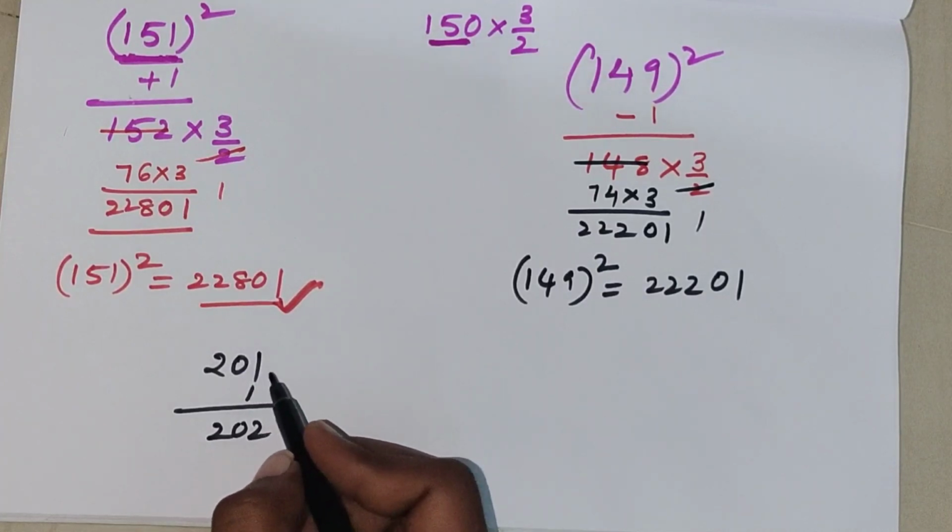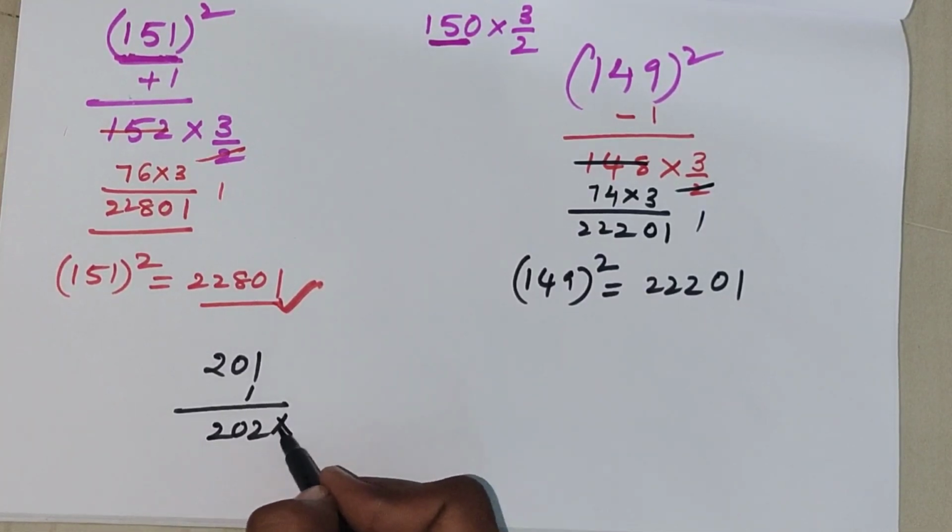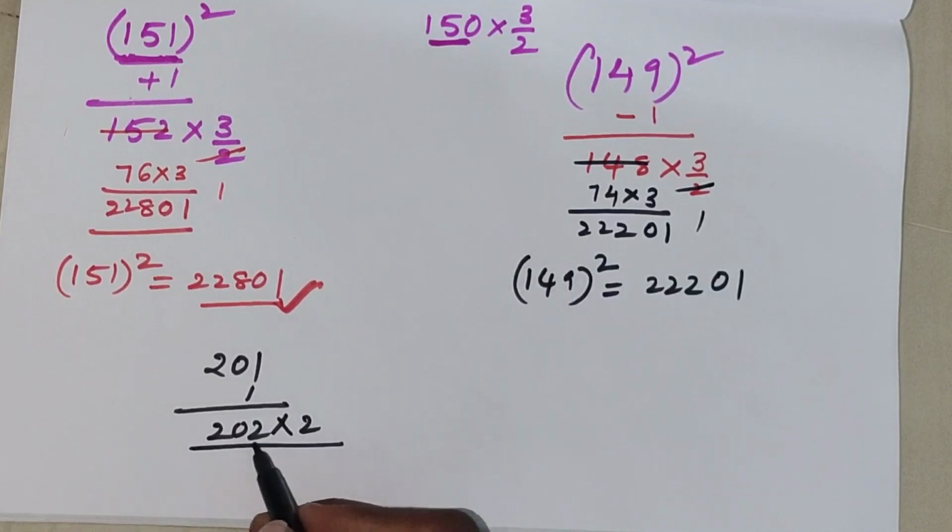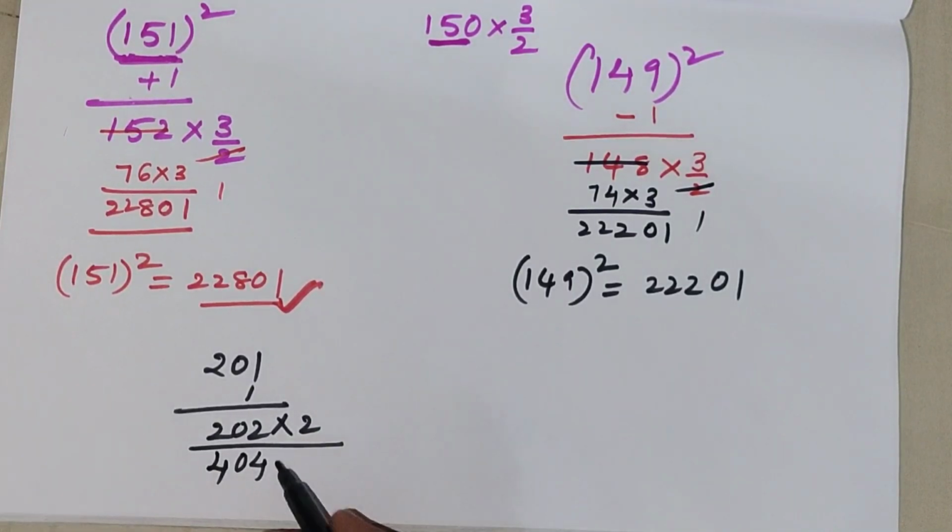Suppose we want to do it for 200, suppose 201, above 1, add 1, it will be 202. What do we need to do? Multiply with 2. What is the value we'll get? Here is 4, 0 4, here also 4. Then how much more? 1 more. Then add 0 1.